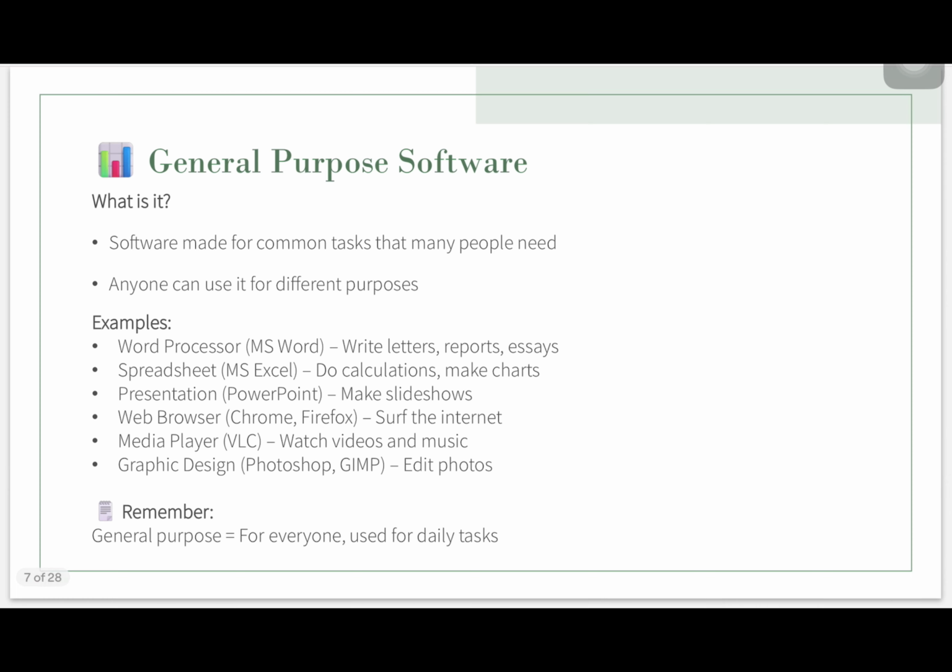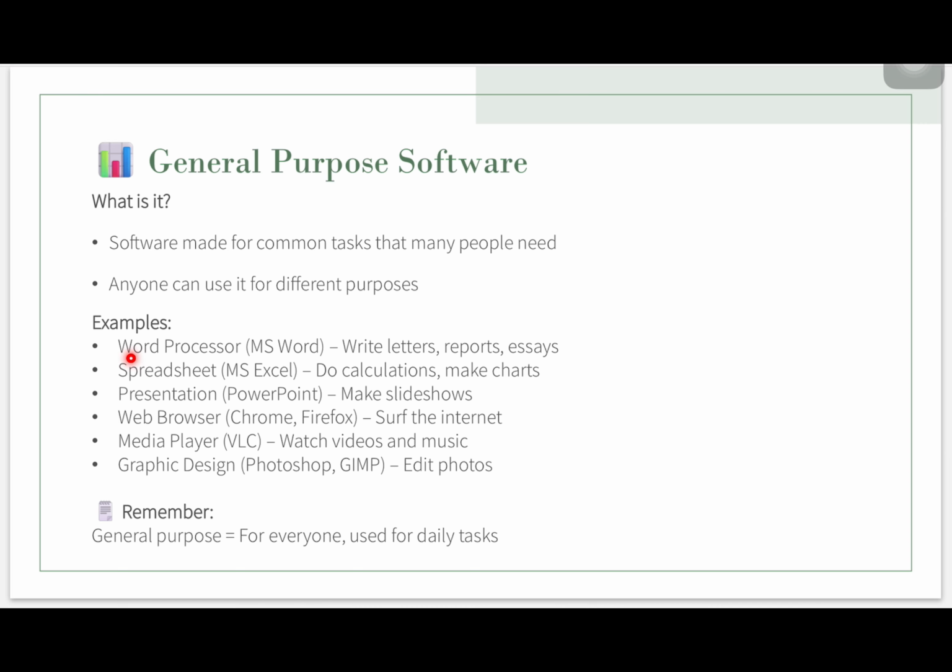And second one is general purpose software. What is it? Software made for common tasks that many people need, not a single company or a single person. Many people. See, everyone can use these for different purposes. Means free apps, we can say, and that one is not a paid app. This is a free app, but that one is specifically made for someone special.